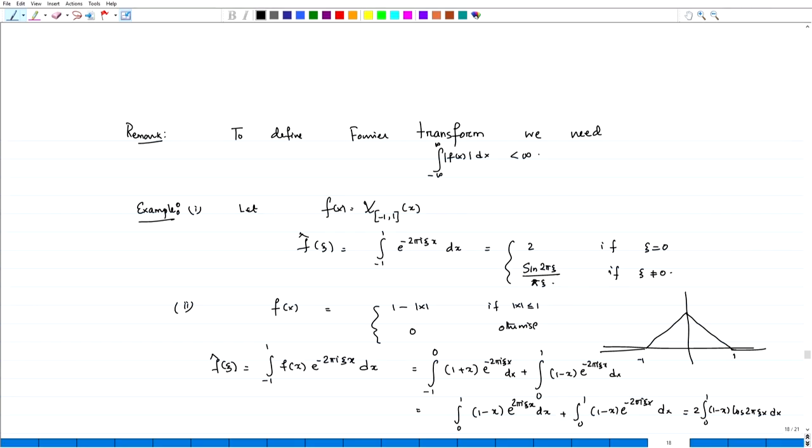Now, you apply integration by parts. Once you apply integration by parts and complete the computation, what you are going to get is that f hat of xi is equal to sin pi xi by pi xi, whole square, if xi is not equal to 0. That is a very easy computation.